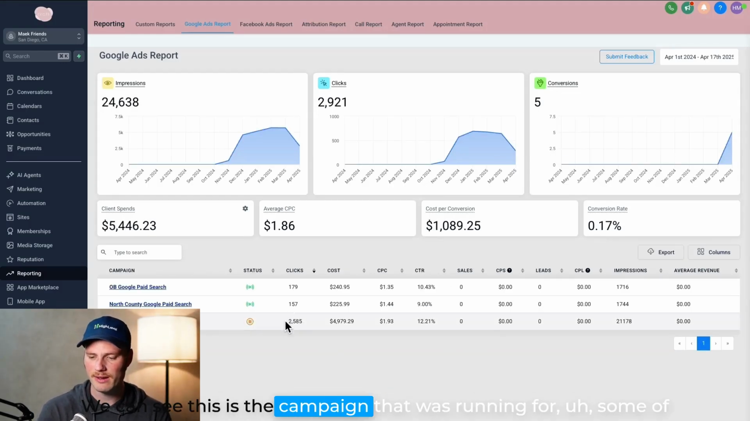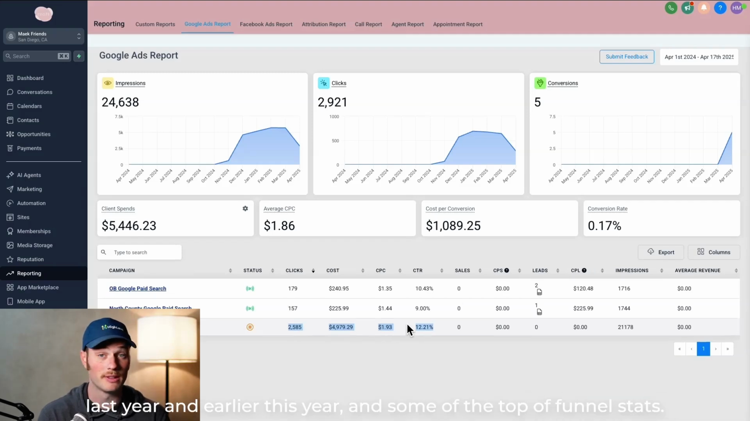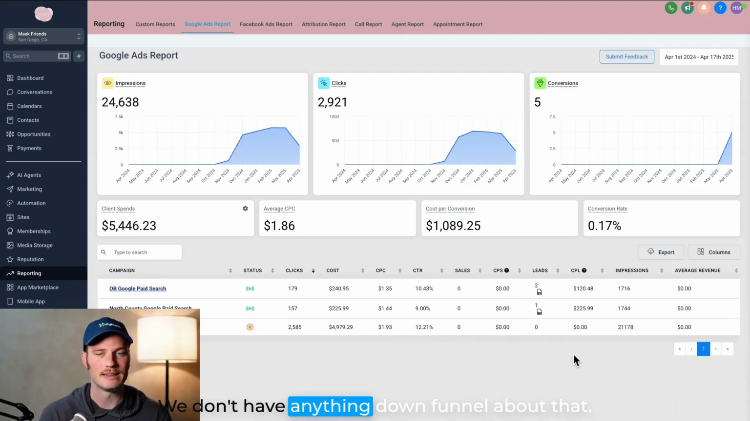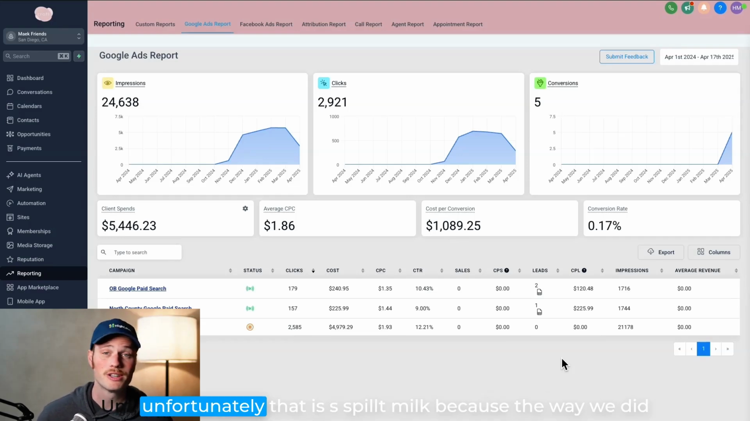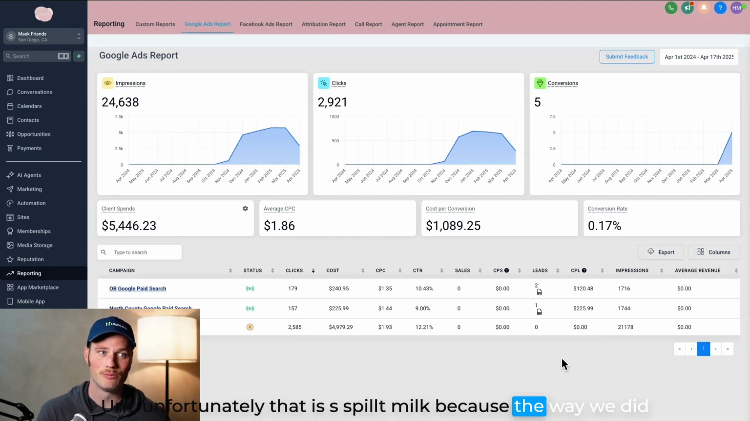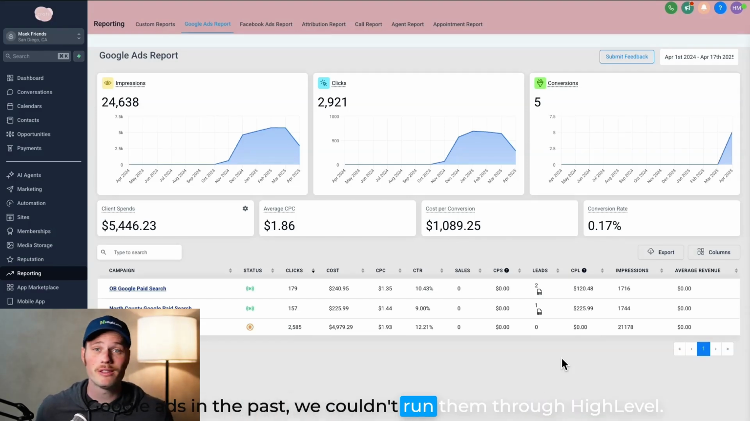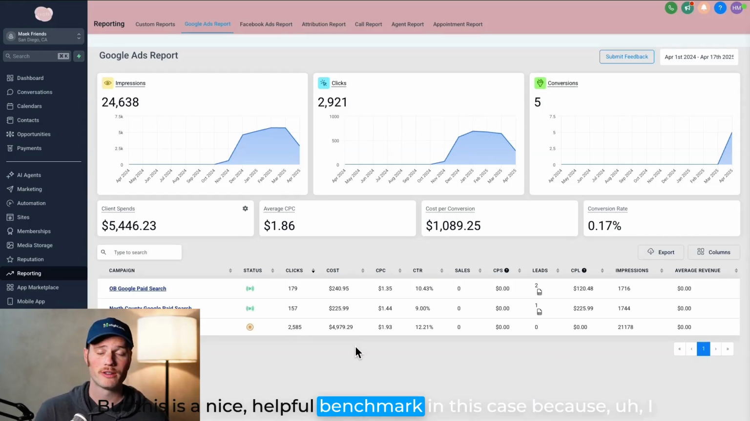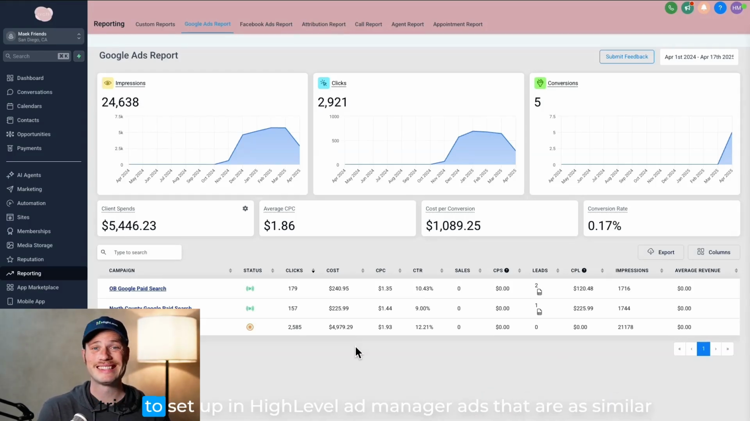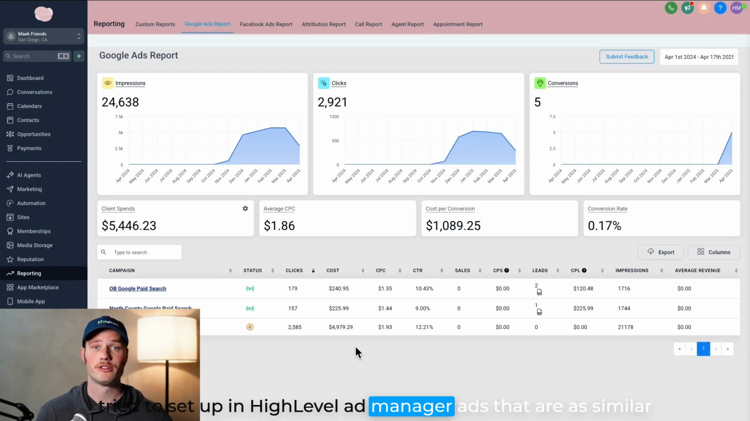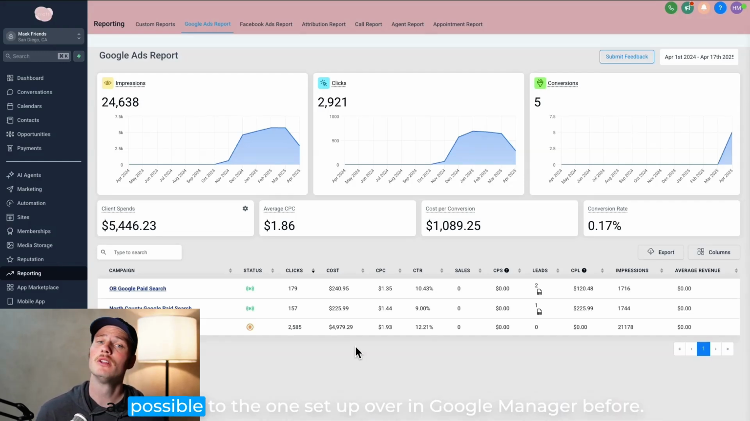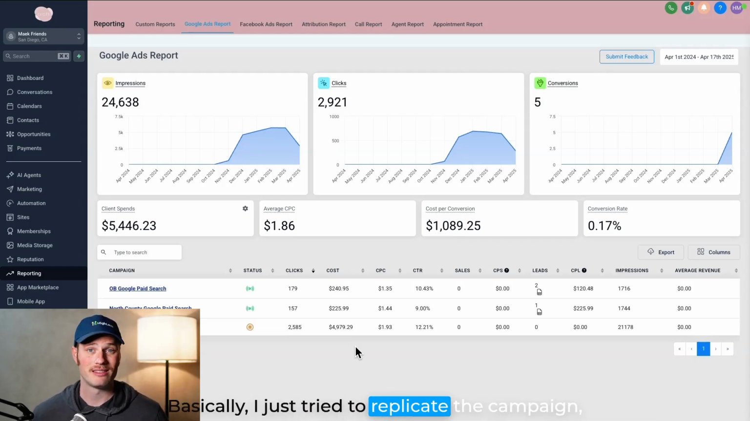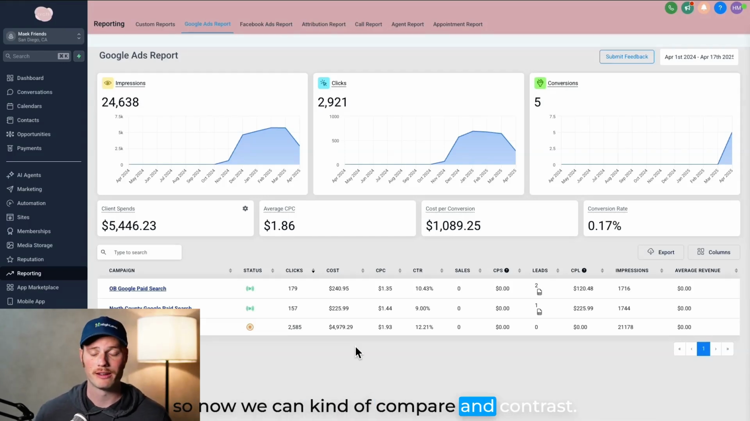We can see this is the campaign that was running for some of last year and earlier this year. And some of the top of funnel stats, we don't have anything down funnel about that. Unfortunately, that is spilt milk, because the way we did Google Ads in the past, we couldn't run them through High Level, we couldn't track things through High Level, etc. But this is a nice, helpful benchmark in this case because I tried to set up in High Level Ad Manager ads that are as similar as possible to the ones set up over in Google Manager before. Basically, I just tried to replicate the campaign, so now we can kind of compare and contrast.